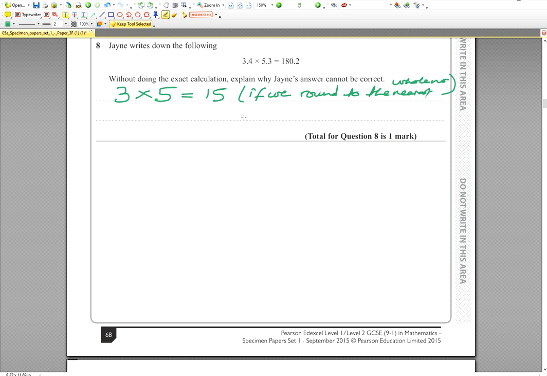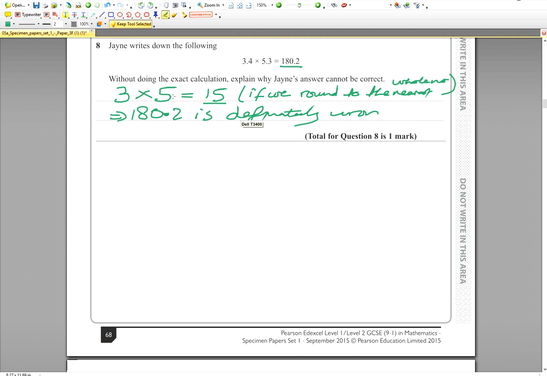So if we round to the nearest whole number, we get an answer of 15. So without doing the exact calculation, the answer is 880.2, therefore 880.2 is definitely wrong. What about the decimal point? Even if you put the decimal point, even if you made it 10 times bigger, it's still too big.